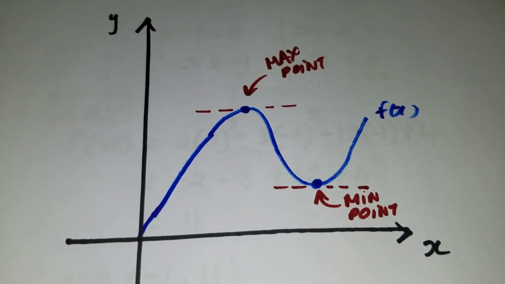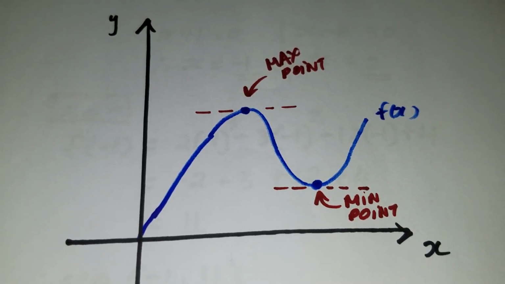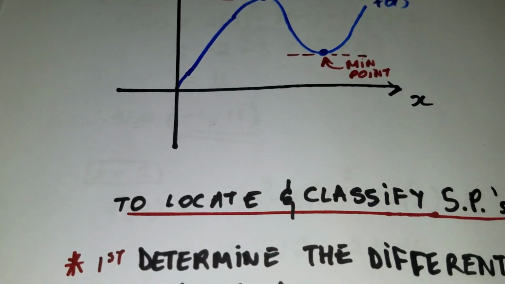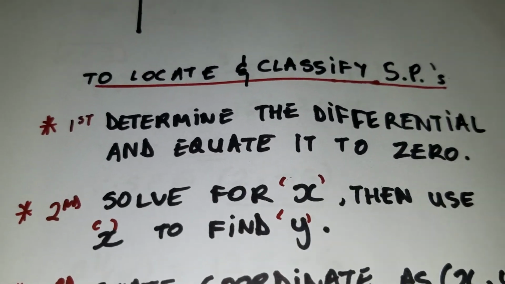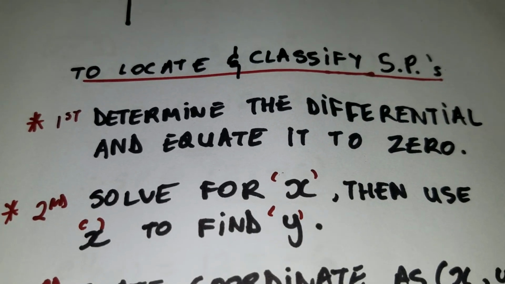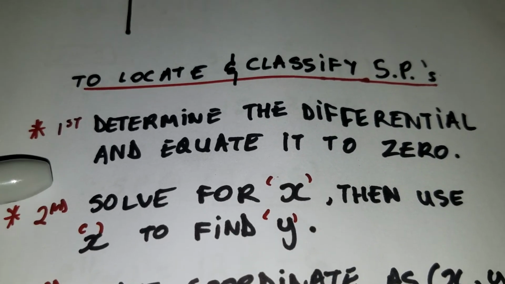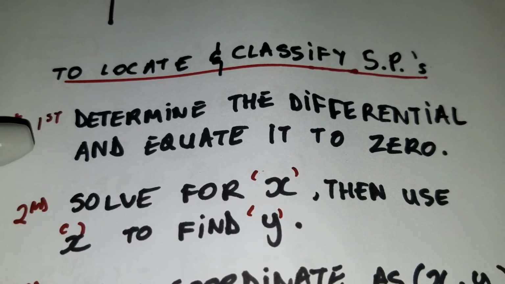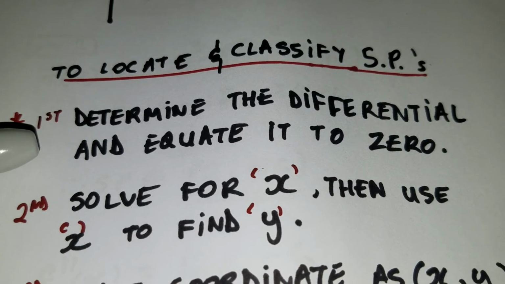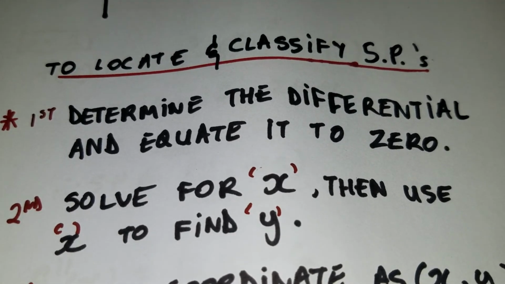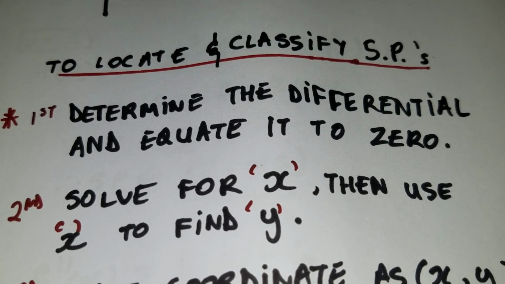Now, to locate a stationary point, if we get a function, we can follow a few steps. To locate and classify a stationary point, first we need to differentiate and equate the function to zero. So we need to find the differential and then equate it to zero, because remember, the differential is the same thing as the gradient. And remember, zero gradient is where a stationary point will be.